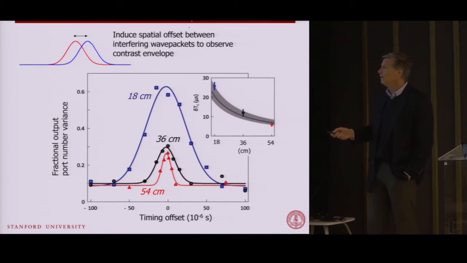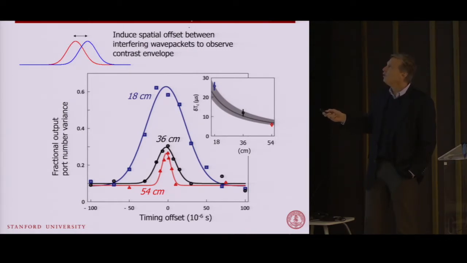And so here I plot various interferometer sizes. This is the 54 centimeter. We had 36 centimeter here. We had 18 centimeter there. I plot what this contrast envelope looks like. And then from each one of those envelopes, I extract the width of the envelope, which is proportional to this coherence time. And on this inset, I plot the coherence time as a function of wave function separation.